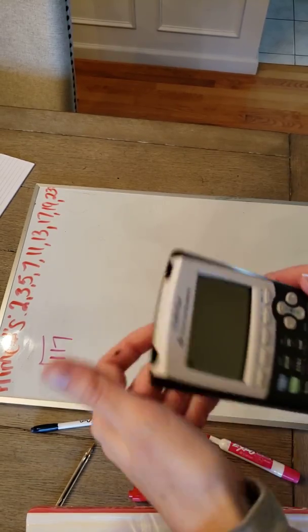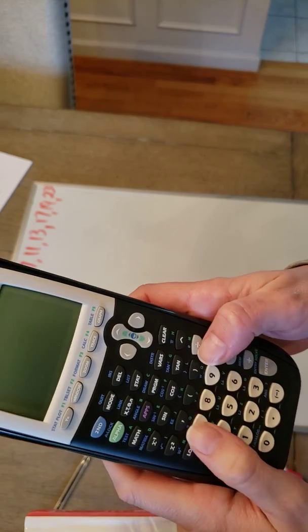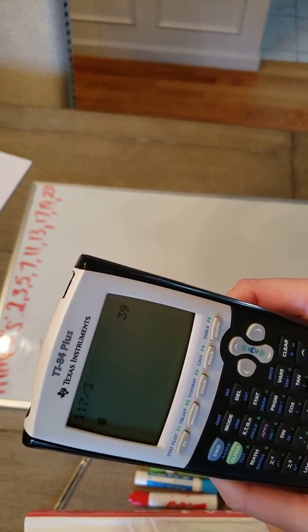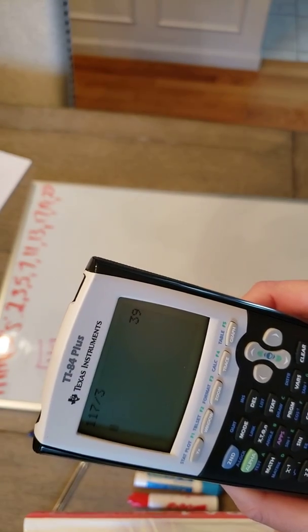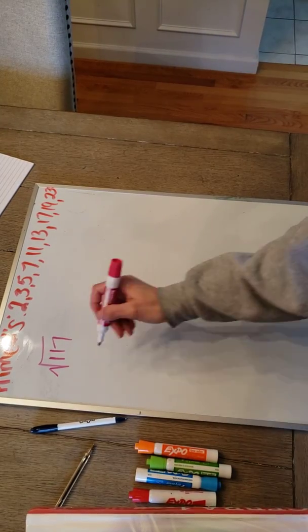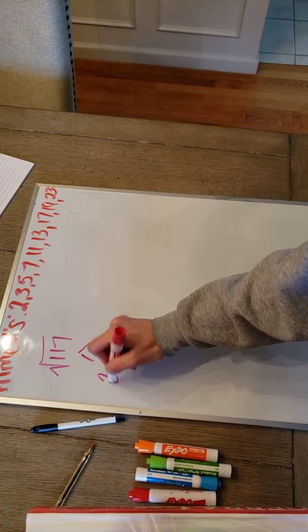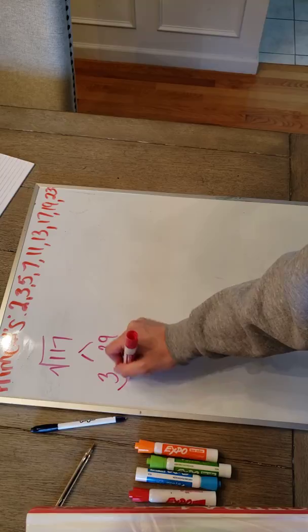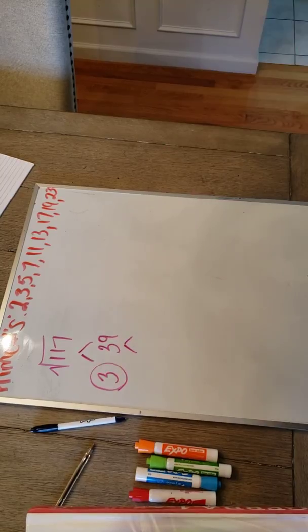Try your next prime number. Is 117 divisible by 3? Yes, it is. You know that 3 times 39 is 117. So those are two factors. Are either of those prime? Yes, this one is. Now you have 39.